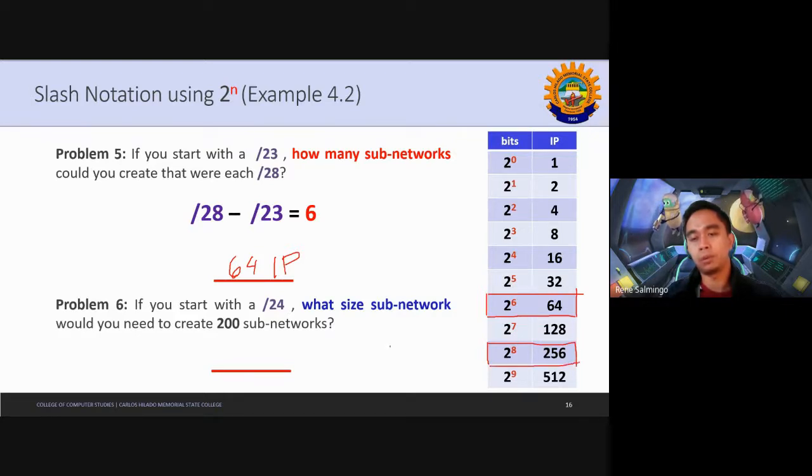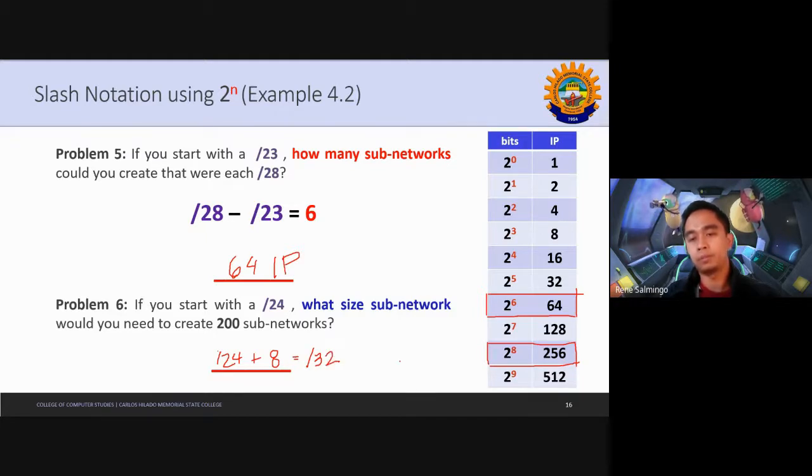So in this example, we have /24. In this case, you need 200 subnetworks, so you have plus 8. So the maximum value is 32. This way you have this value.